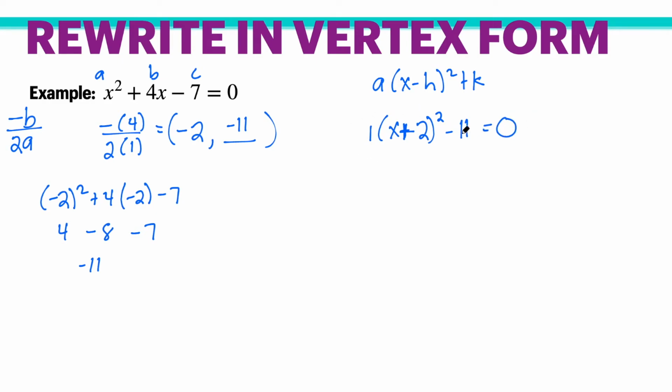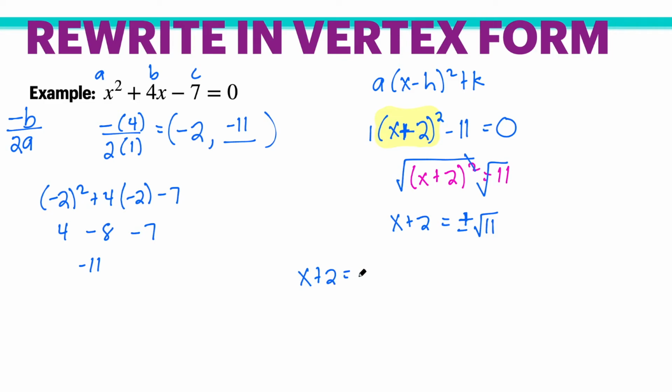So to solve for this, before we can mess with the square, we're going to go ahead and first get rid of the 11. And now to get rid of the square, we will take the square root of both sides. And we'll get x plus 2 equals plus or minus the square root of 11. Now you can leave it like this, or you can split it into x plus 2 equals the square root of 11, and x plus 2 equals negative square root of 11.